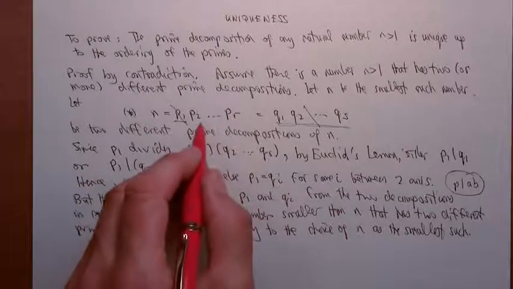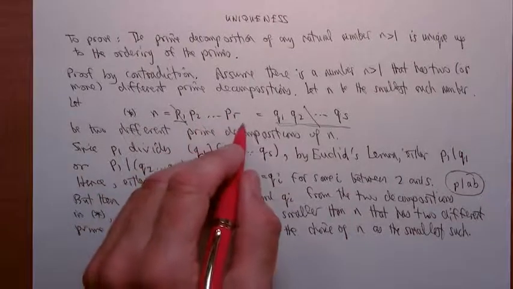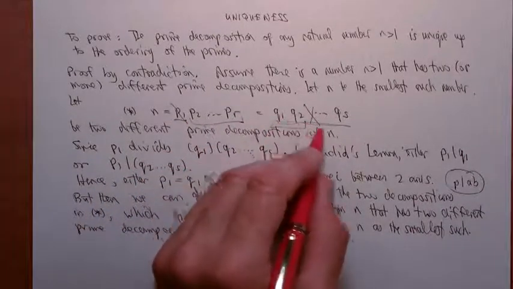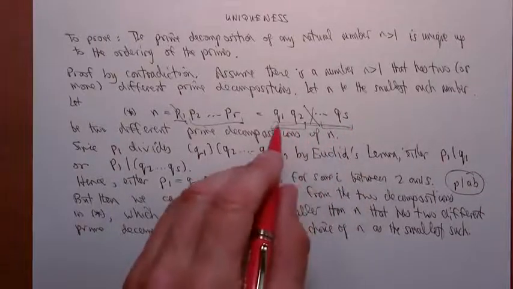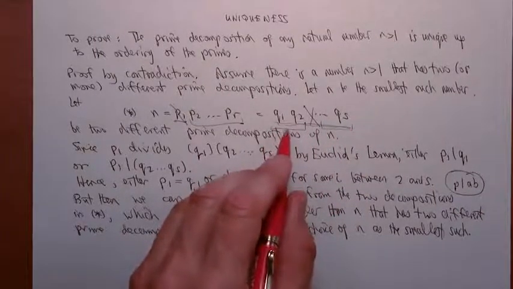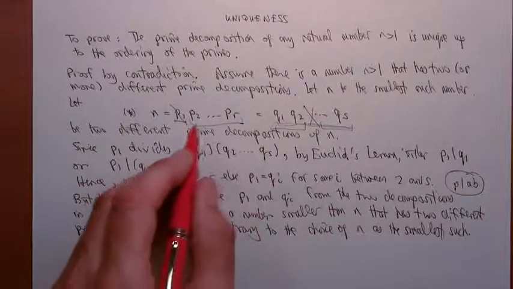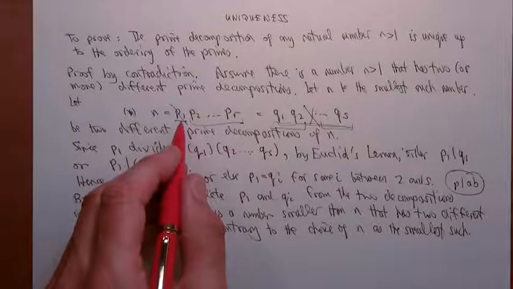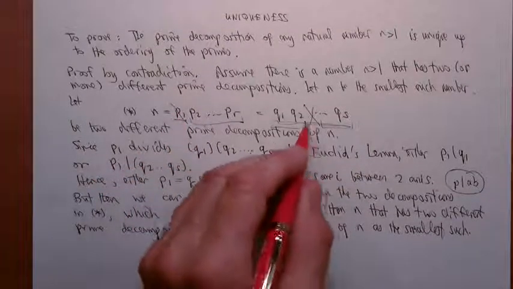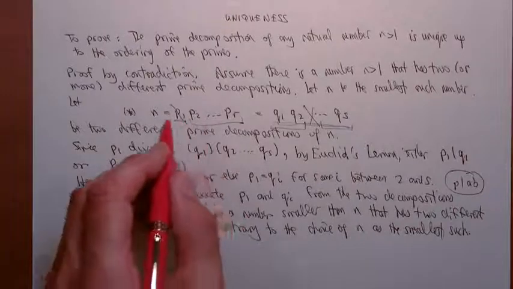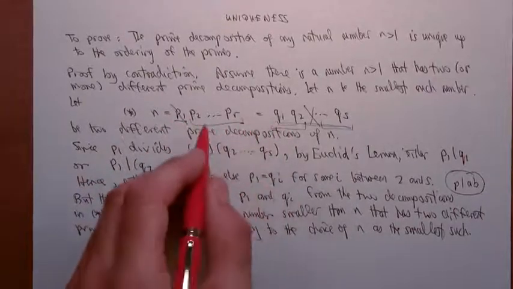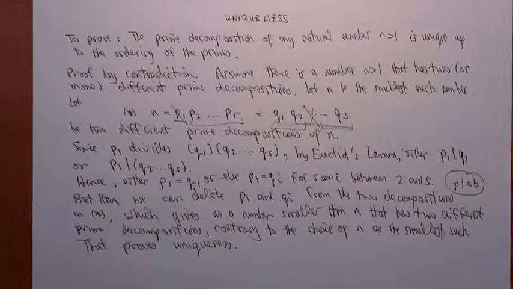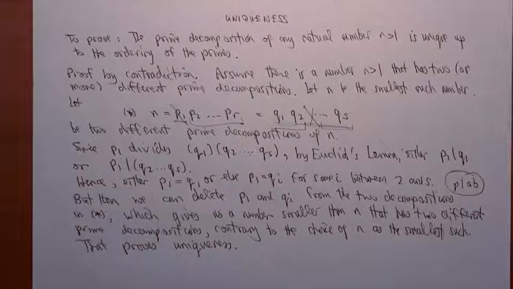The number smaller than n will be p2 times through pr, so that will be the number smaller than n. And I've deleted a number from here, and what's left is the prime decomposition here. So the proof involves simply recognizing the fact, and this uses Euclid's lemma, that you're going to have the same prime on both sides. You can delete it and get two different decompositions of a smaller number. And that proves uniqueness. Okay, well, now we've proved the fundamental theorem of arithmetic. Cool, huh?